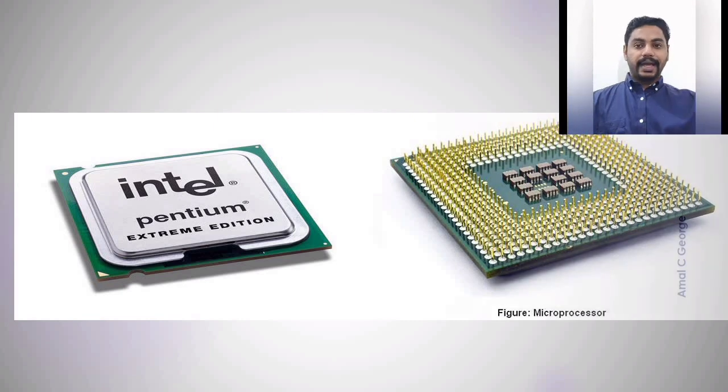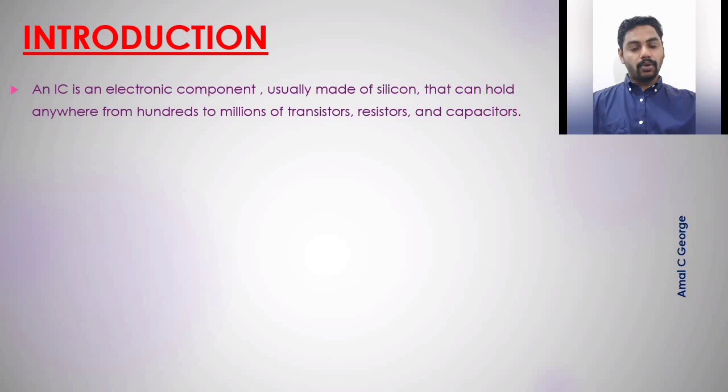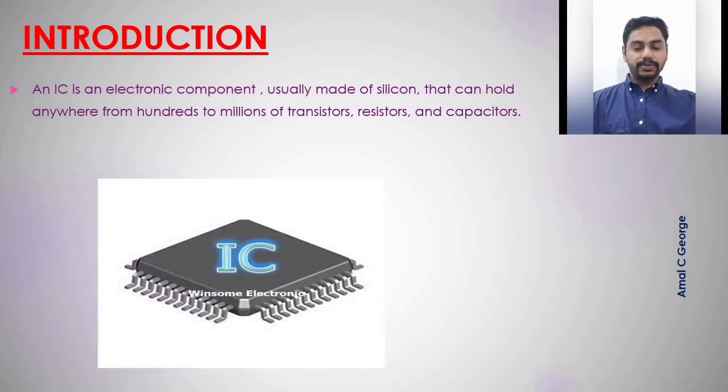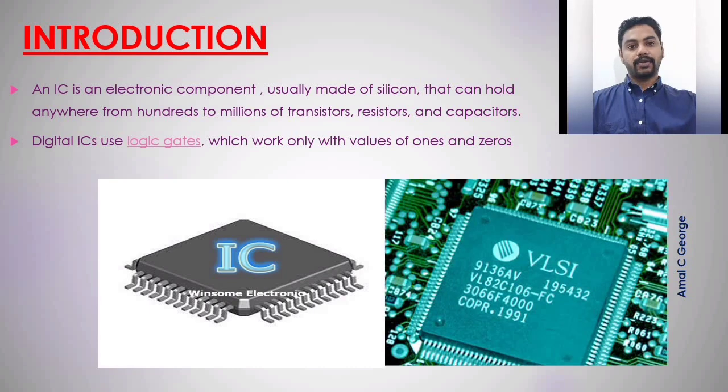So, an integrated circuit or IC is a small chip that can function as an amplifier, oscillator, timer, microprocessor, or even computer memory, and is usually made of silicon that can hold anywhere from hundreds to millions of transistors, resistors, and capacitors on it.